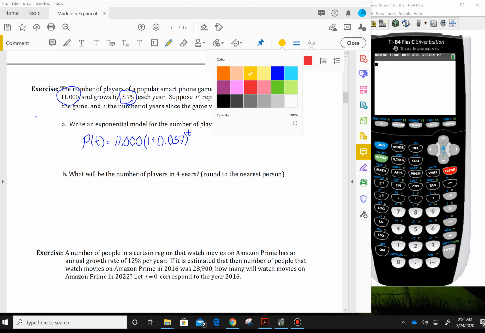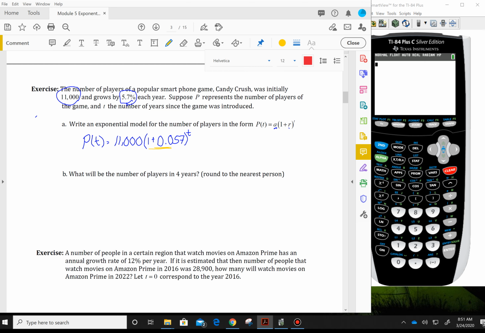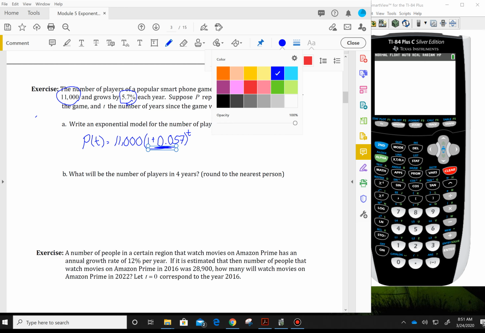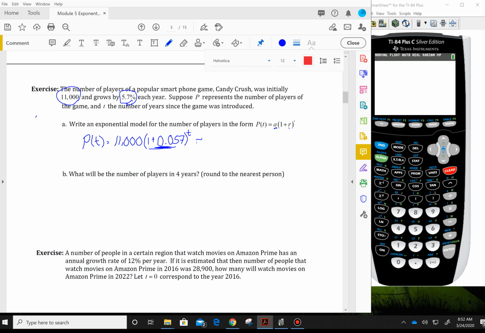Now, most of the time, it's common that we rewrite this sum as just a single decimal. And so I'm going to write this as 11,000 times 1.057 raised to the T. This is our exponential growth function that models the number of players of Candy Crush.